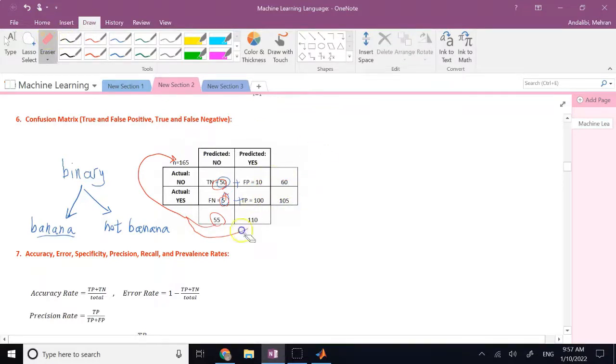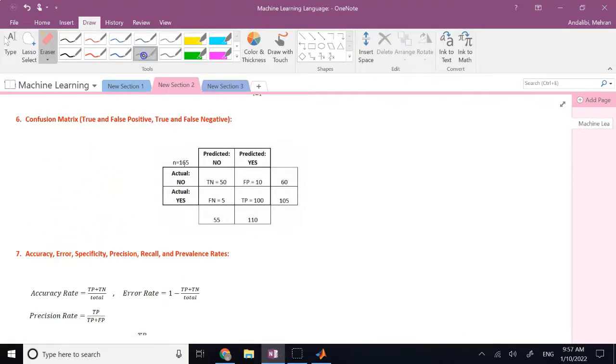Of course, my algorithm has done a great job if the diagonal elements are very, very large and the off diagonals are very, very small numbers. Ideally, if these two are 0 and those two sum up to the total, that's perfect accuracy, right? If this matrix is a diagonal, some n1 here, n2 there, and 0 and 0, that's perfect accuracy and everything.